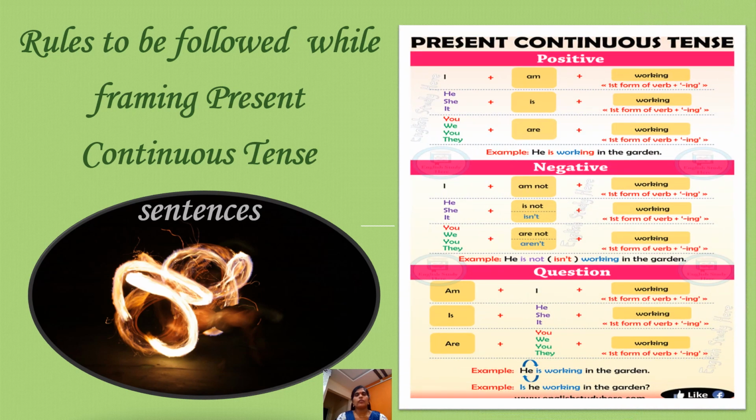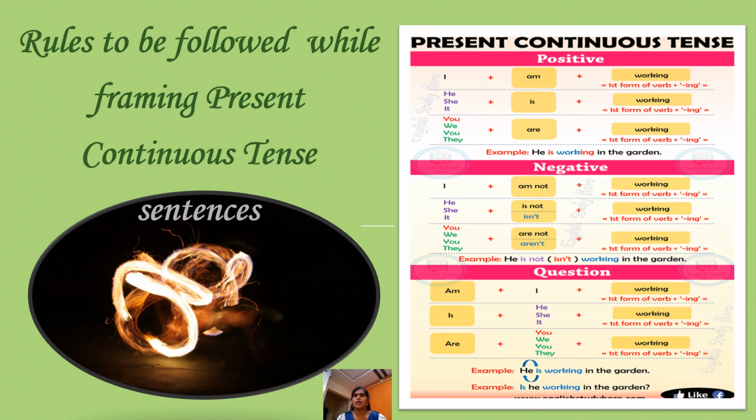Children, before framing the sentences in the present continuous tense, let us see some of the rules to be followed while framing present continuous tense sentences. There are three different types: positive, negative, and question form. Let us see the positive form first. The pronoun I always goes with the helping verb am. And here the verb work plus ing becomes working.